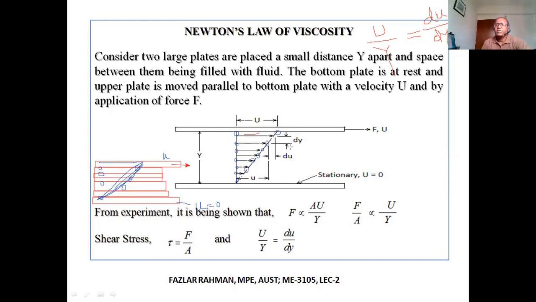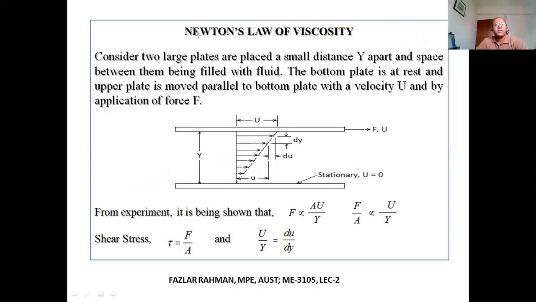So from that relationship, we need to figure out that we can write capital U by Y equal to del u by del y. So how can we write it? You see, if I take two fluid elements, this fluid element and this fluid element, how much distance do they travel? The difference of distance is, see, if I make a line over here, then it becomes a small triangle. And this distance from here to here will be how much? Change of velocity, right? Del u. So I can say this is del u. And this vertical height between this point and this point, I can say del y.